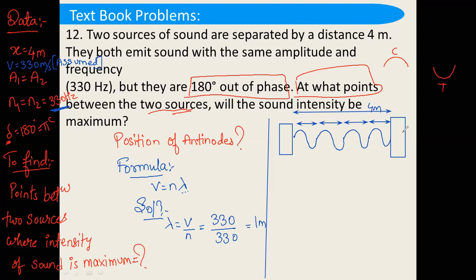And the second speaker will emit the wave 180-degree out of phase. 180-degree out of phase means if this is the wave from the first speaker, the wave will be like this.